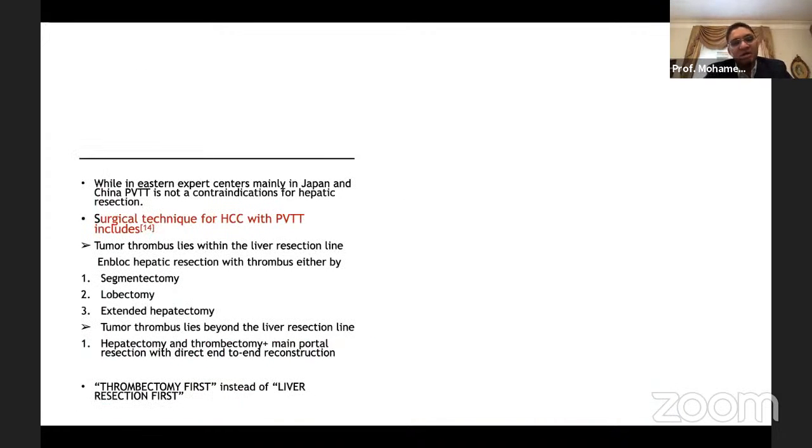On the other side, in the Eastern expert centers, mainly in Japan and China, portal vein tumor thrombus isn't a contraindication for hepatic resection.